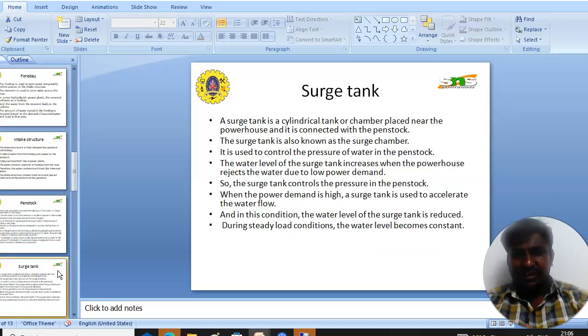A surge tank is a cylindrical tank or standpipe placed near the powerhouse that is connected with the penstock. The surge tank is also known as a surge chamber. It is used to control the pressure of the water in the penstock.